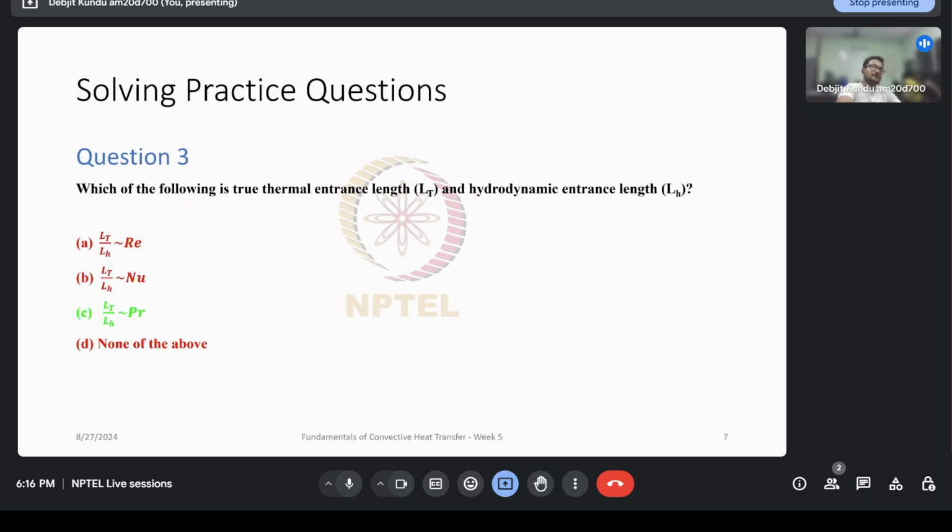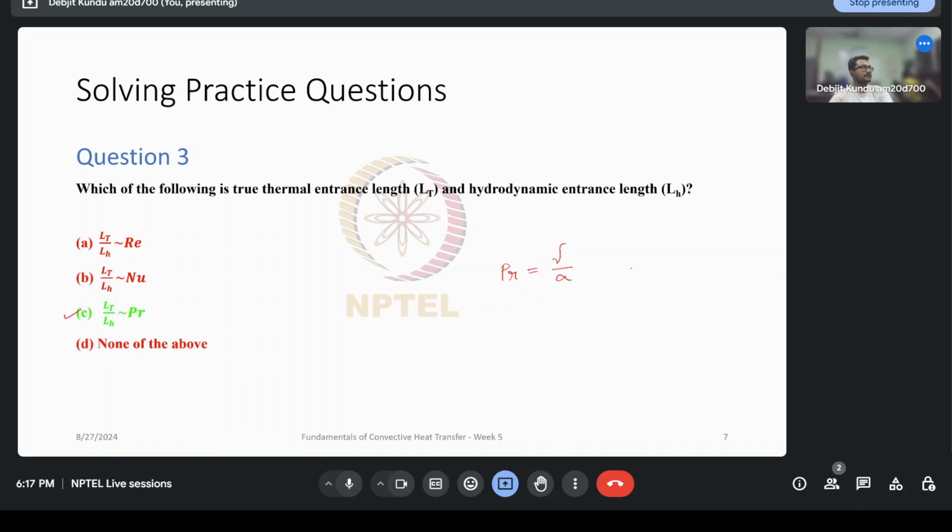So let's take a look at the solution. It is actually option C, that is LT over LH is proportional to Pr. So this is quite similar to how the thermal... Pr, as we know, is basically nu over alpha. So the more the nu, you can imagine that LH would be smaller due to higher diffusivity.